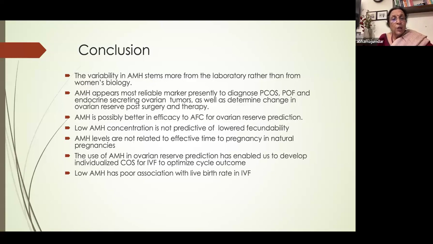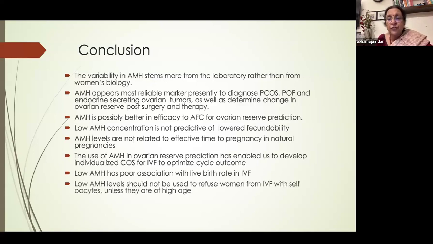Along with age, it has a very important predictive value, but not alone. Low AMH levels should not be used to refuse women from IVF with self-oocytes unless they are of high age.